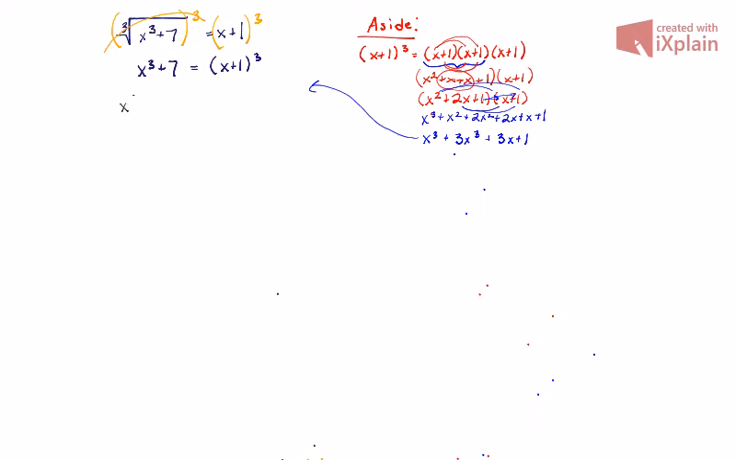So this is going to give me x cubed plus 7. Nothing's changed on the left-hand side. But again, if we were to FOIL x plus 1 cubed, that would give us x cubed plus, whoops, I hope you guys caught my error. That should be a square right there. Plus 3x squared plus 3x plus 1.